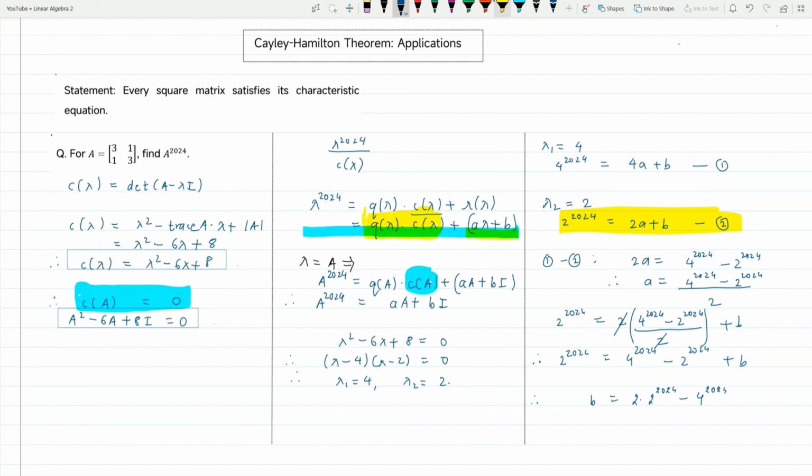Once we have the values of a and b, we will be substituting them in this equation to get the matrix A^2024.